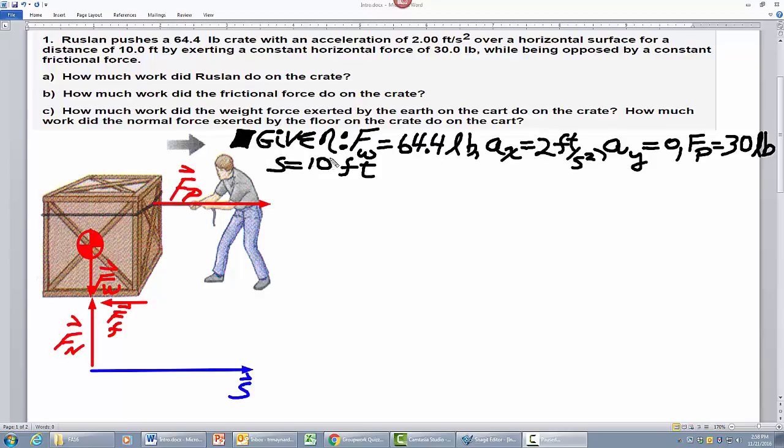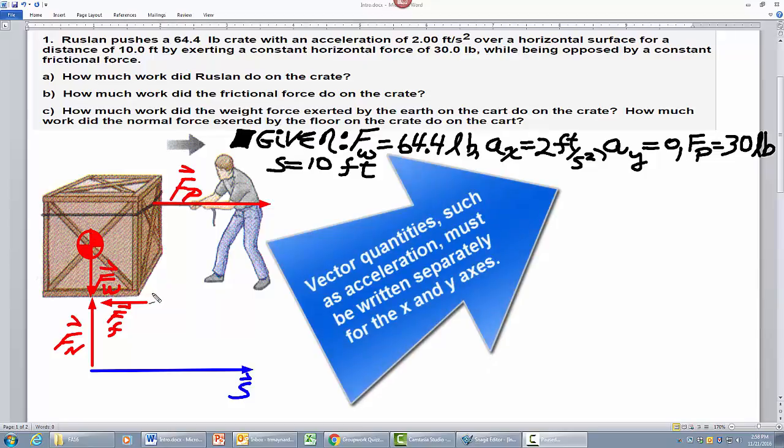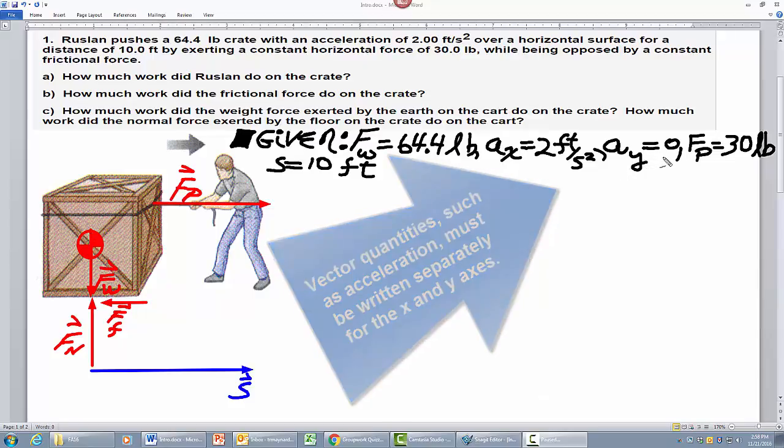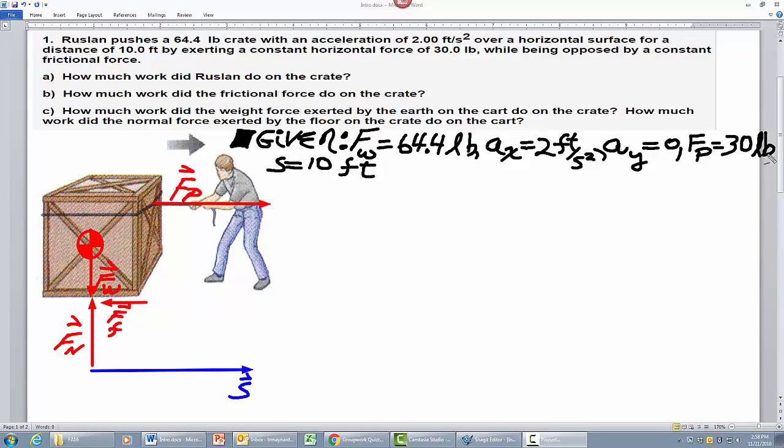The givens. The magnitude of the weight force is 64.4 pounds. The acceleration, which is along the x-axis, is 2 feet per second squared. Since this is a level floor, the crate is moving neither upwards nor downwards. Therefore, the crate is at rest vertically, and its acceleration along the y-axis is 0. The magnitude of the pulling force by Ruslan is 30 pounds. The displacement magnitude is 10 feet.